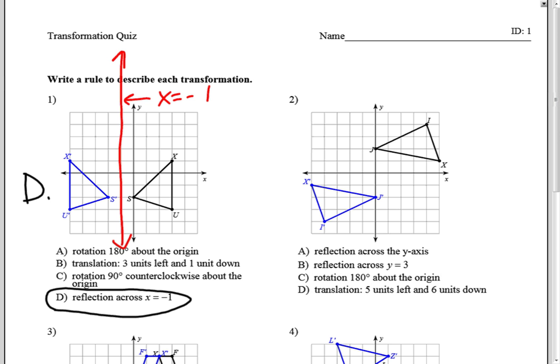Number 2, we are looking at C, rotation of 180 degrees about the origin. If you're not sure about rotations, put a handle on it. If I put a handle from the center to J, and then turn the figure using the handle to J prime, then I've gone through a 180 degree turn.